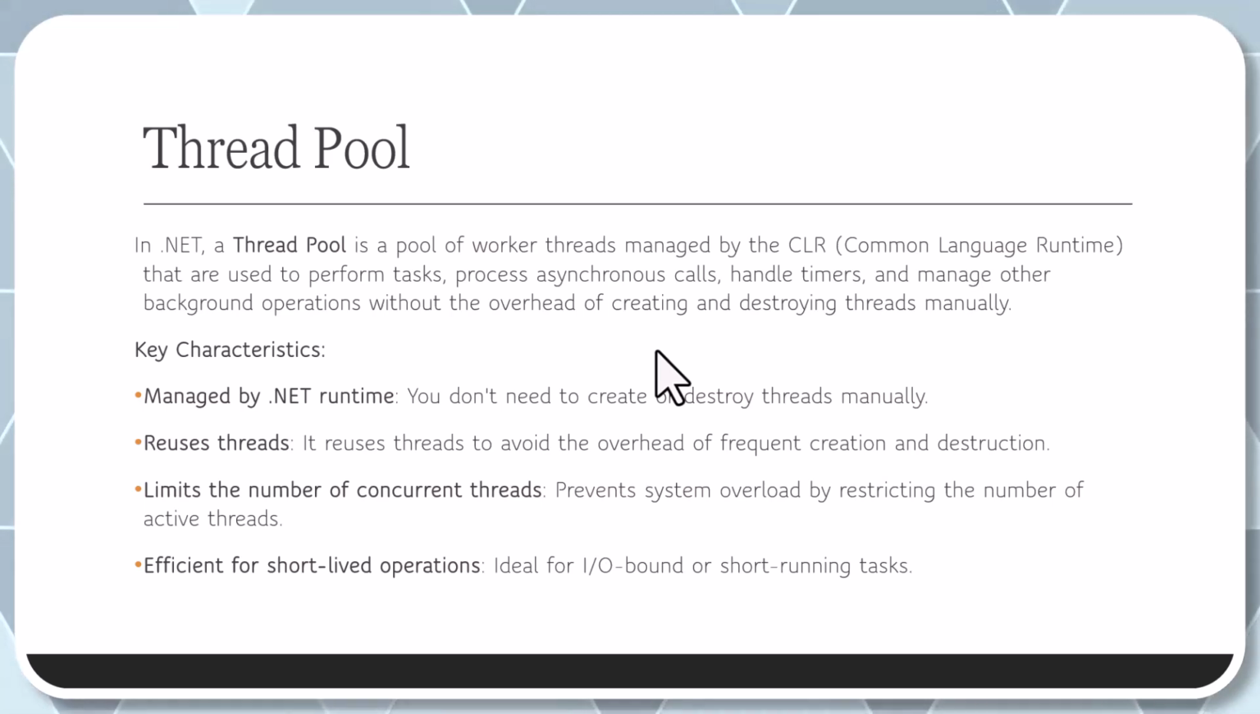So the key characteristics are: it is managed by the runtime, so you don't need to create or destroy threads manually. It reuses threads to avoid the overhead of frequent creation and destruction. It limits the number of concurrent threads, which prevents system overload by restricting the number of active threads. It is efficient for short-lived operations, ideally for IO-bound or short-running tasks.